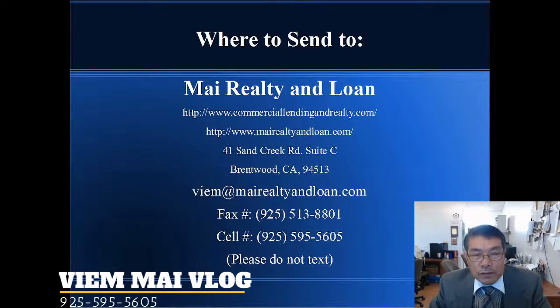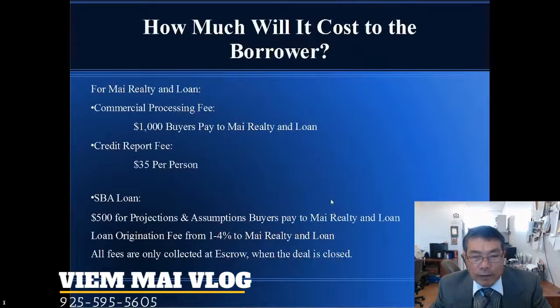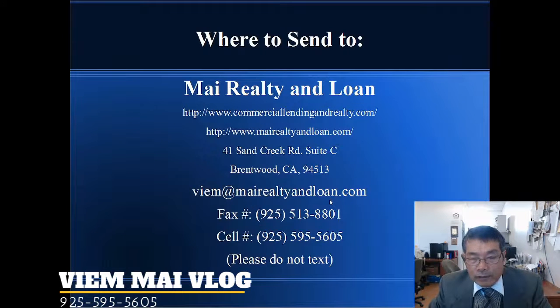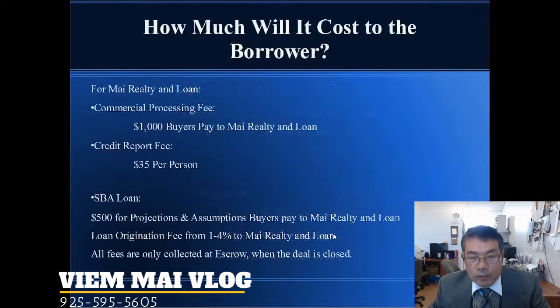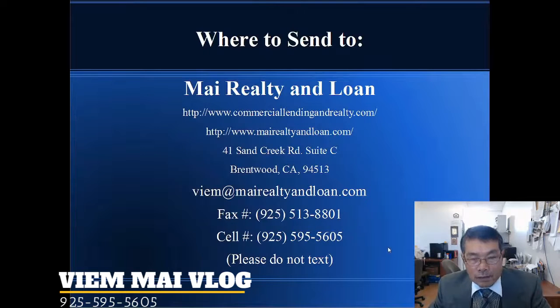The loan documents you need to send to our office. Our office is now My Routine Loan. Our website is www.commerciallendingandrealty.com, or you can go to the website www.myroutineloan.com. The address we corrected. The new address is 17 West 18th Street, Antioch, California. Or you can email it to vim@myrealtyandloan.com. The phone number is 925-595-5605. Usually we prefer email over fax, because we receive it better by email.